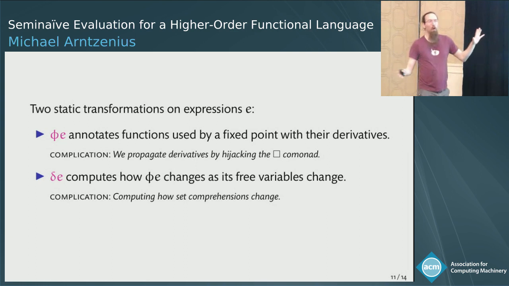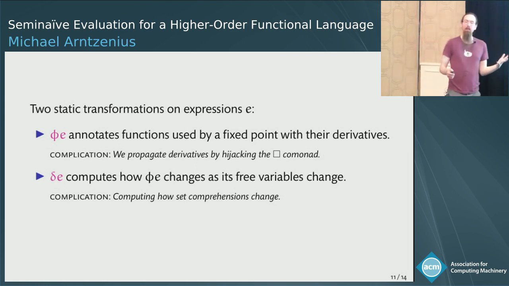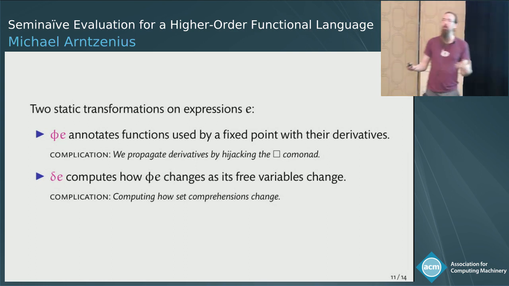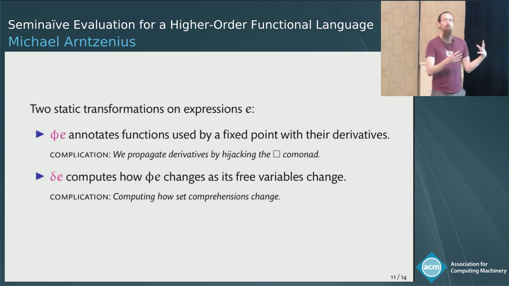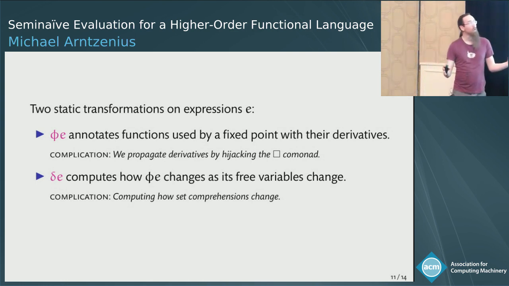So to give a broad overview of our approach, to cash in this idea that we can evaluate fixed points faster by using the derivative, we give two static transformations on Datafun. The phi transformation annotates all functions used by a fixed point with their derivatives so that we can use this semi-naive fixed point algorithm.